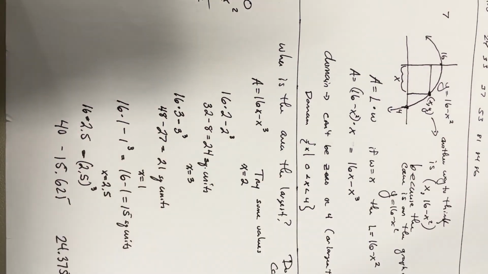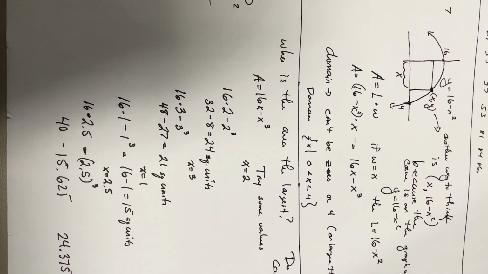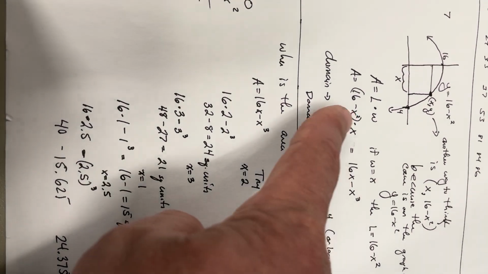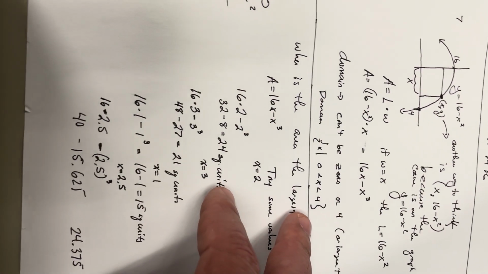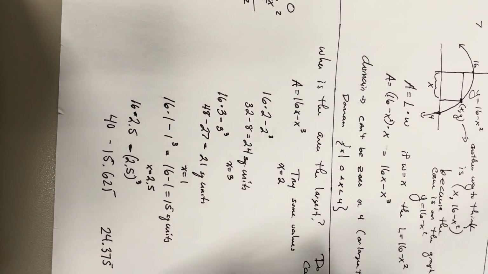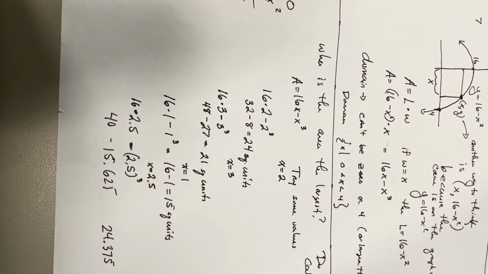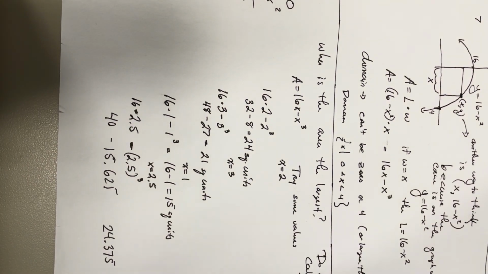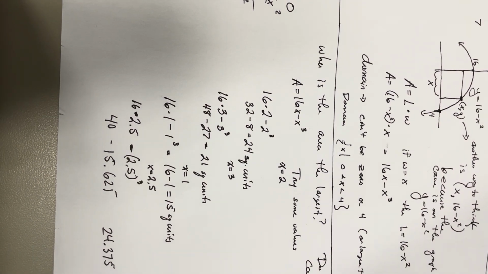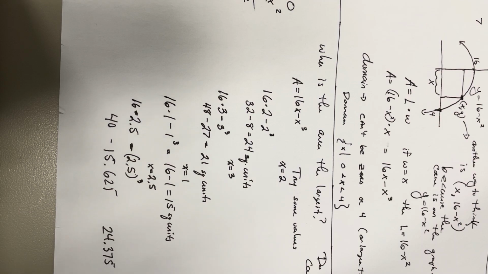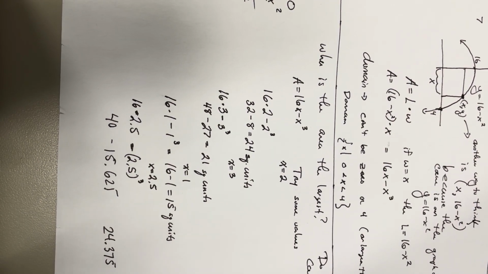And we've talked a bit about the domain. Now, we've got the formula. The question that is of some interest is, when will the area be the largest? In other words, what x value produces the largest area?